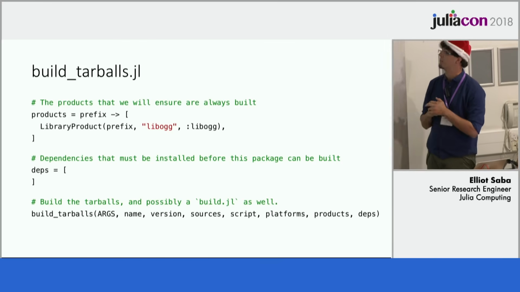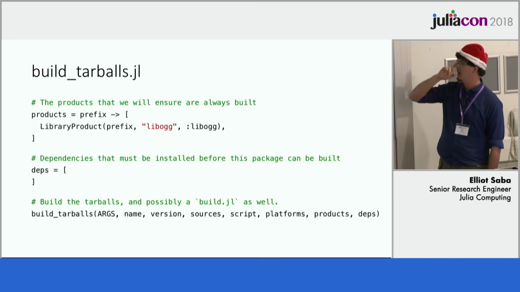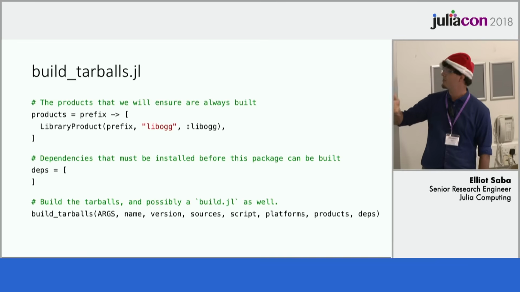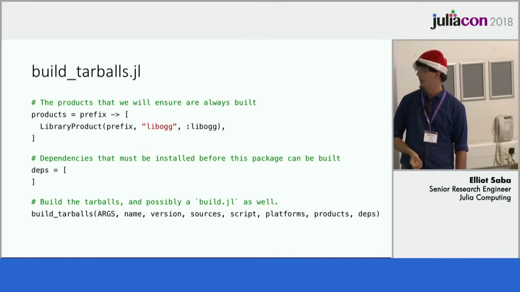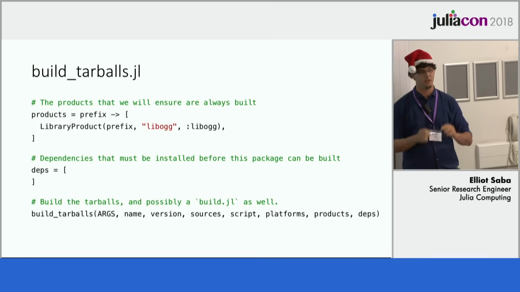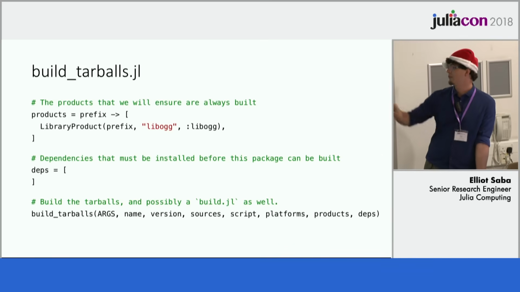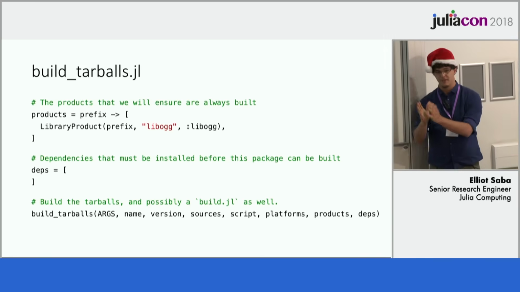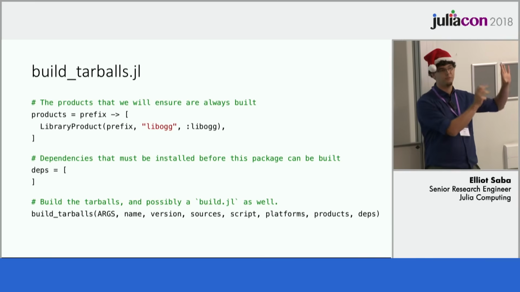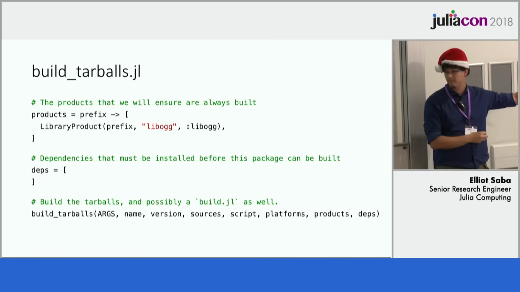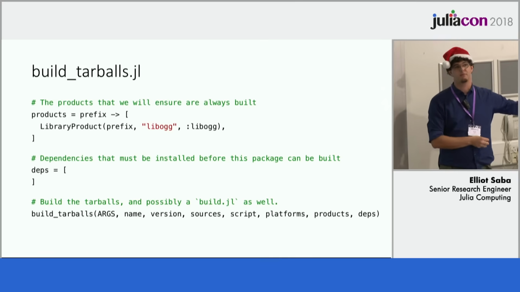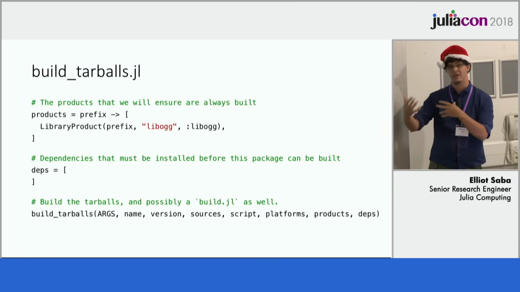Finally, we specify some products. We say, hey, there's going to be a library that comes out of this. The library is called libogg. You should look for it, and if you can't find it, say something, because we definitely want to have a library here. We can also have dependencies, meaning if this binary depends on something else that would have been built before in some other BinaryBuilder output, then use that. Install it so that we can link against it.